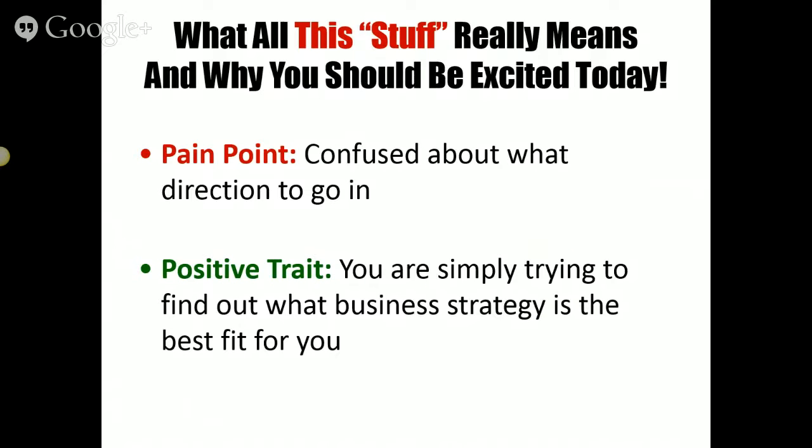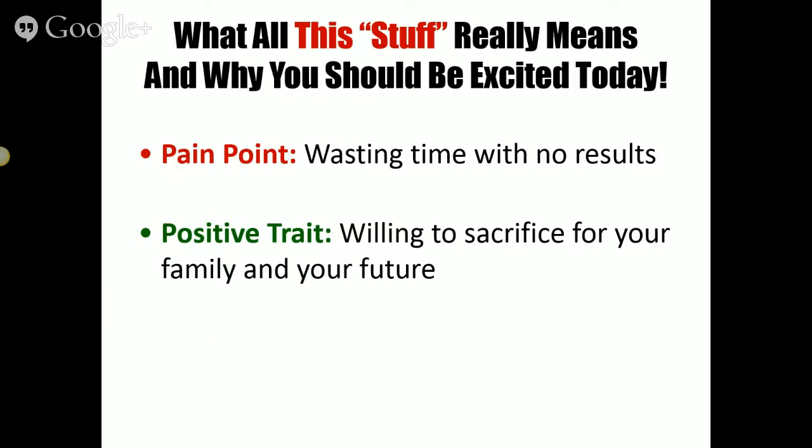All right. Now, what does all this stuff really mean, and why should you be excited today, and why am I excited, okay? So let's talk about it. We talked about being confused about what direction to go in, okay? So if you're confused about what direction to go in, you're simply trying to find out what business strategy is the best fit for you. And we're going to talk about that at the end here, okay? Now, wasting time with no results, okay? What you're willing to sacrifice, your family, and your future. You're trying to just tweak it and get that right strategy, okay? Which can be a good thing, or it could be a sign of procrastination too.